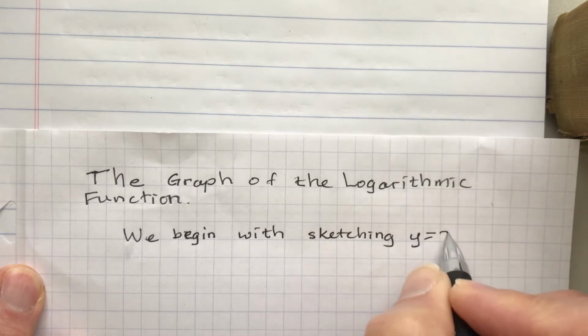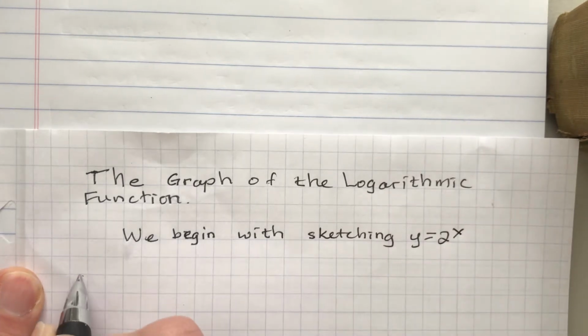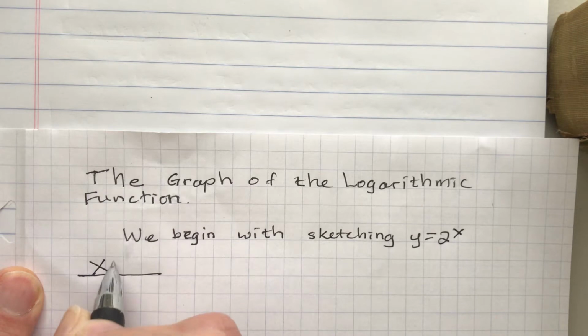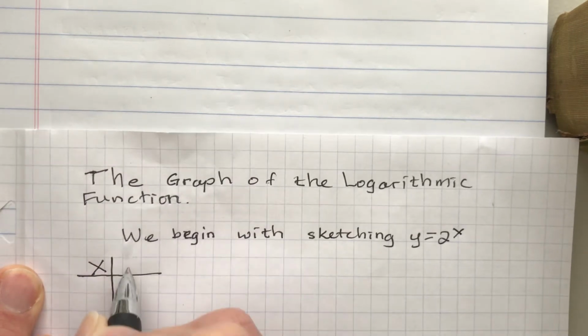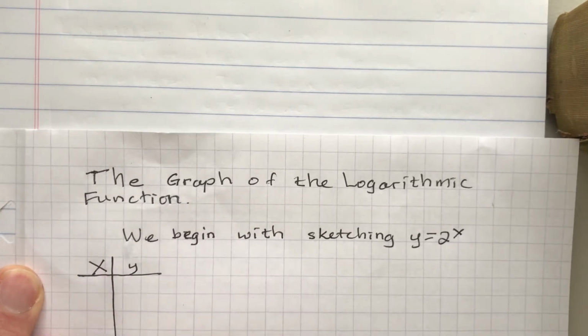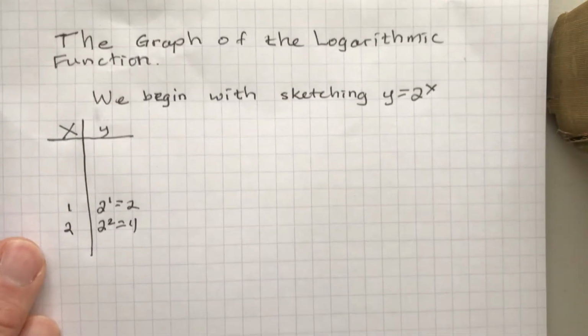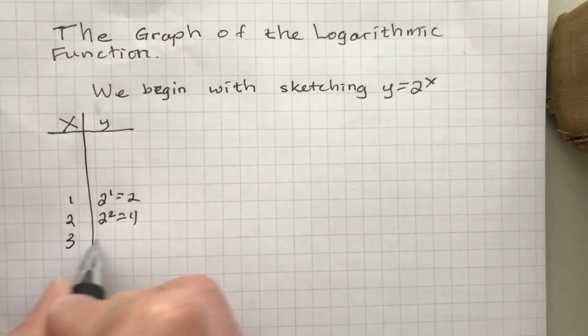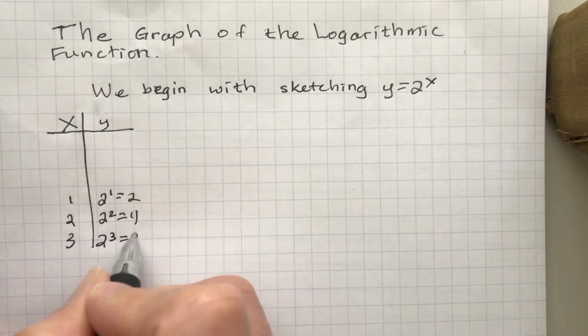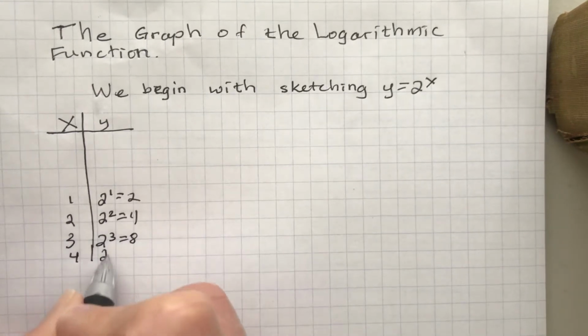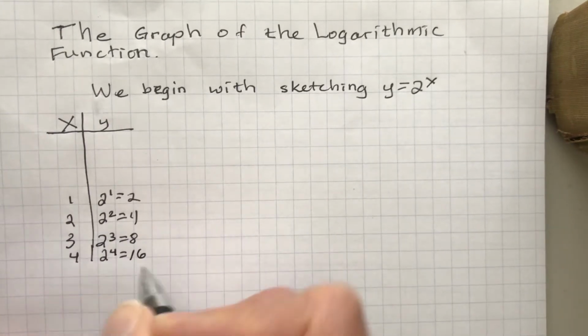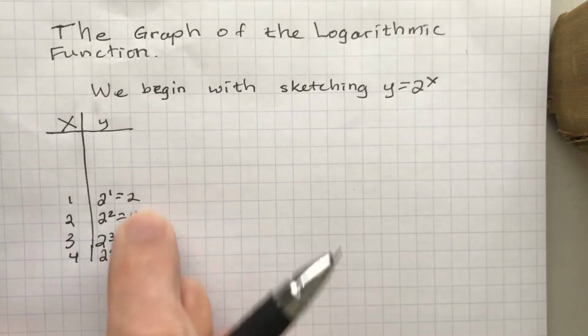y equals 2 to the x power. And I am going to plot some points. 2 to the 1 power is 2. 2 squared is 4. 2 to the third is 8. 2 to the 4 is 16. So we double each time.